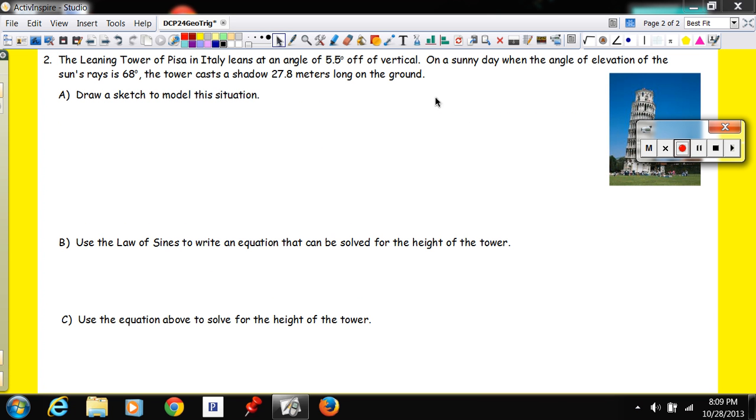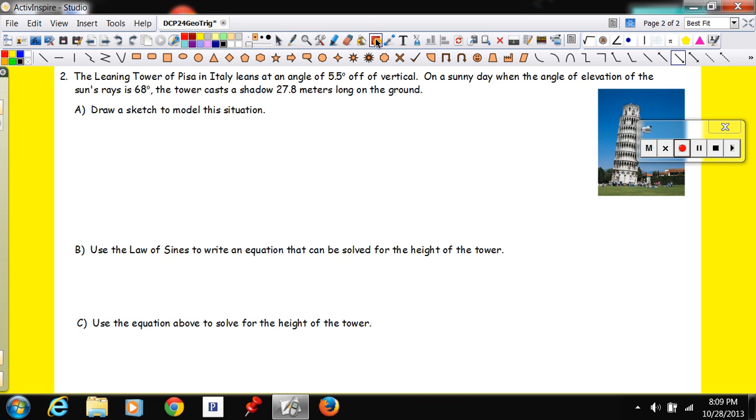All right, here's the second part. It's about the Leaning Tower of Pisa in Italy. It leans at an angle of 5.5 degrees off of vertical. On a sunny day when the angle of elevation of the sun's rays is 68 degrees, the tower casts a shadow 27.8 feet long.